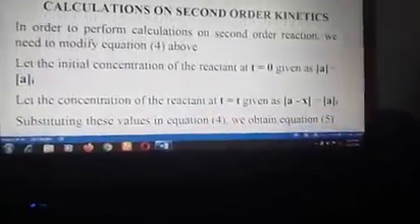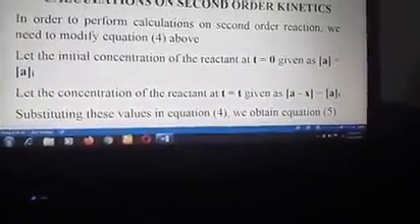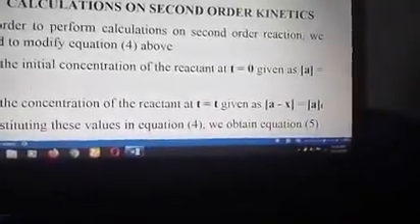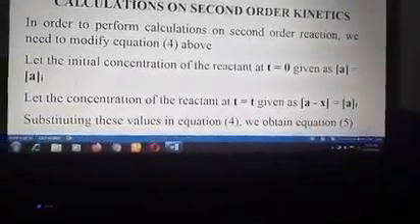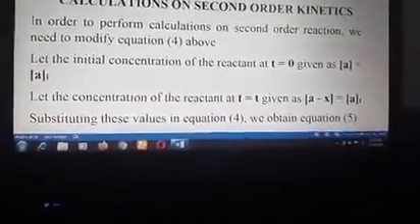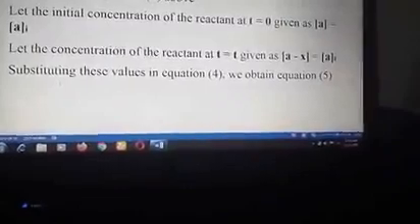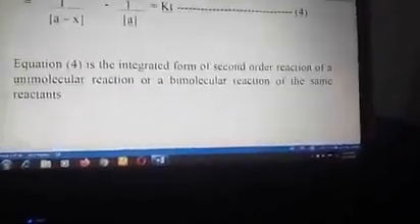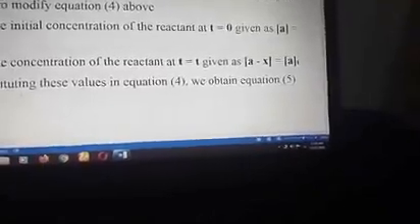What do we do? We say, let the initial concentration at time 0, given as small a in bracket, which is in equation 4, be replaced with a subscript i, where that subscript i means initial. And let the concentration of A at time t, which is a minus s in equation 4, the first expression, be replaced with a subscript t, which means concentration at time t. So modifying equation 4, we now have equation 5. This is equation 4 already: 1 over (a − s) minus 1 over a. Replace a minus s with [A]t. Replace a with [A]i. So equal to kt.